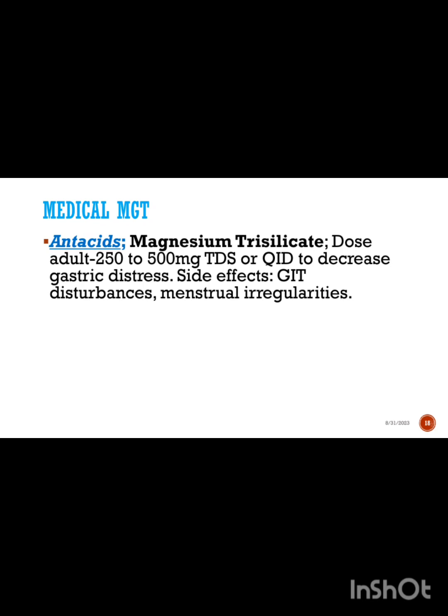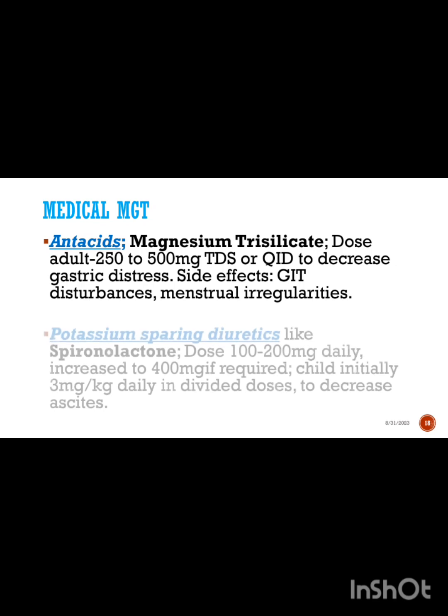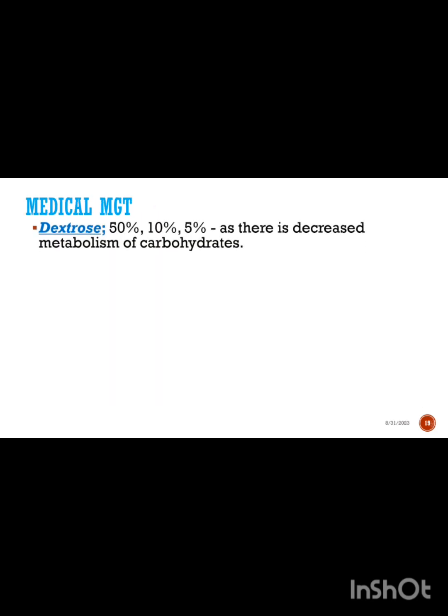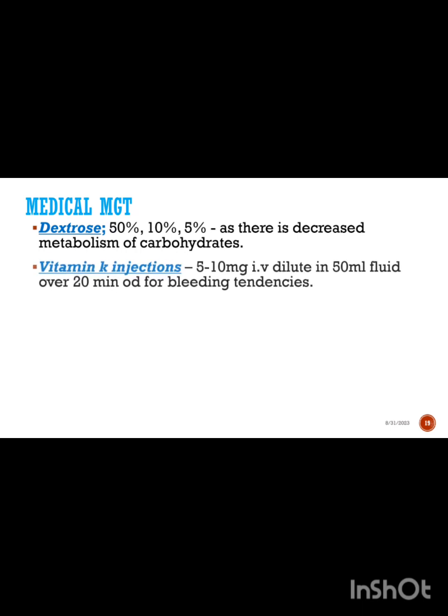But if it is chronic and it has gone beyond a certain period, it could not be reversible. So you just treat the signs and symptoms, of which you can give antacids, such as magnesium trisilicate. You give potassium sparing diuretics to try and relieve the fluid retention and spare some proteins. Then dextrose for energy, vitamin K injections.